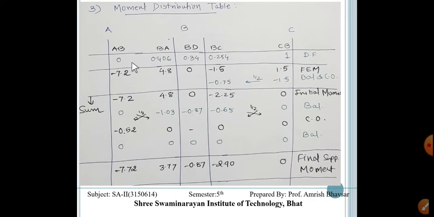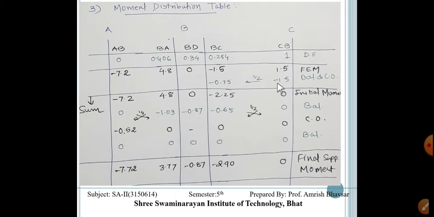At A to B it is 0, B to A that is 0.406, B to D that is 0.34, B to C that is 0.254 and C to B that is 1. So this distribution factor is provided over here, and we have the fixed end moments. First of all we have to write down the fixed end moments over here: minus 7.2, plus 4.8, 0, minus 1.5, plus 1.5.